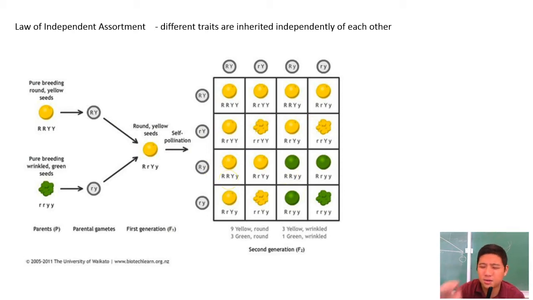Now, there are some traits that we see that are linked together, and we call them linked genes, such as if you have red hair, you're likely to have freckles. But these traits that Mendel was looking at were found to be independent of each other, and we call that the law of independent assortment.